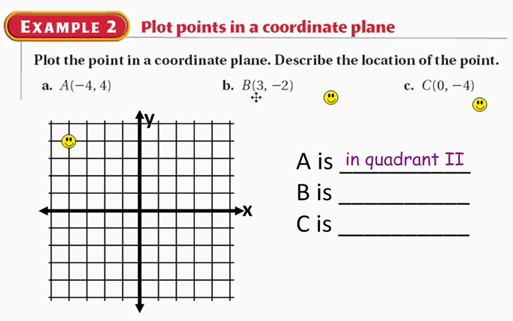Let's look at letter B. Letter B is located at 3, -2. So again, we start at the origin, we go right 3, we go down 2. Where are we located? B is in quadrant 4.